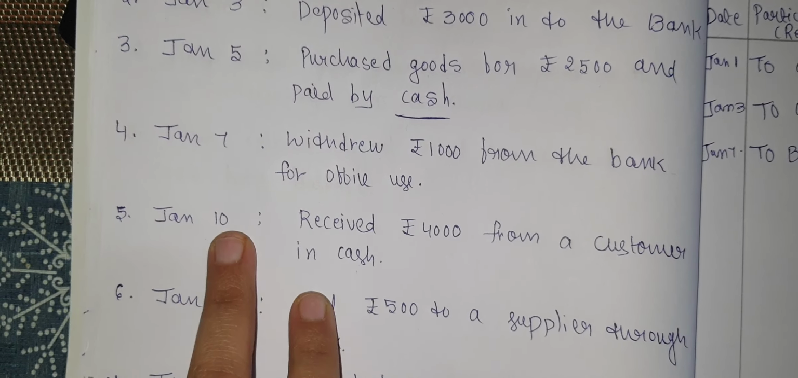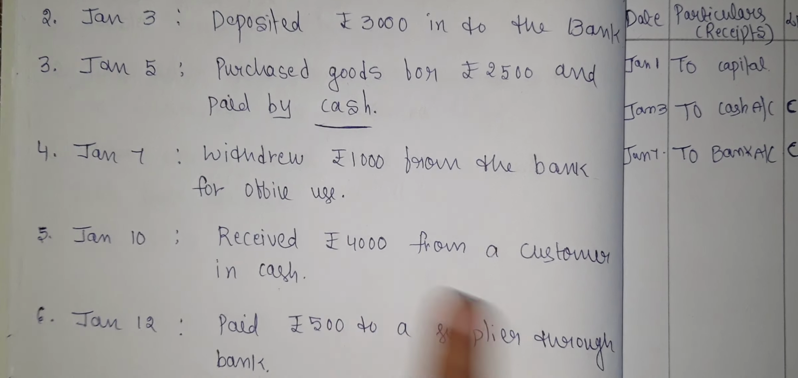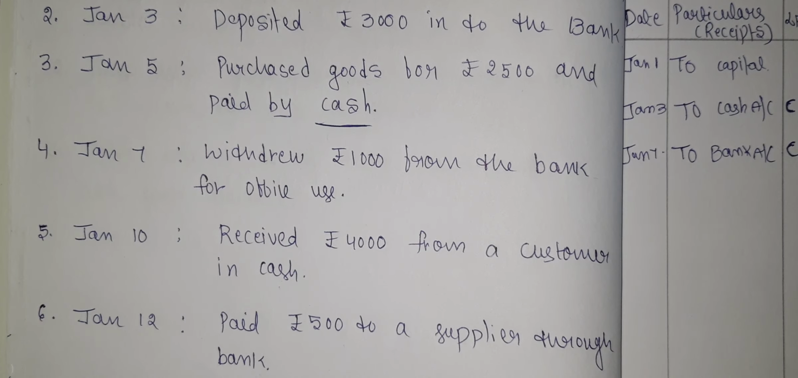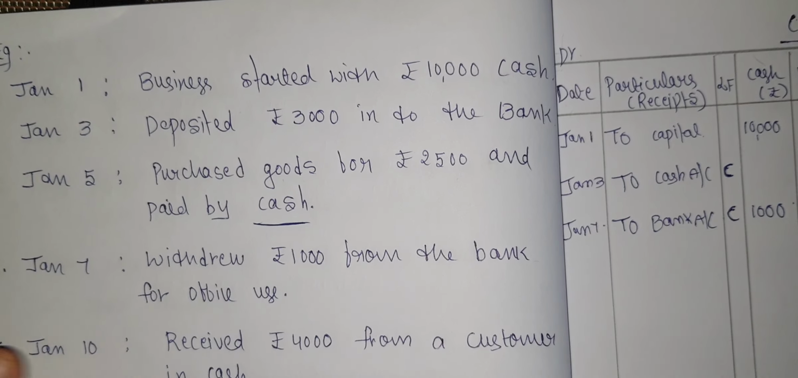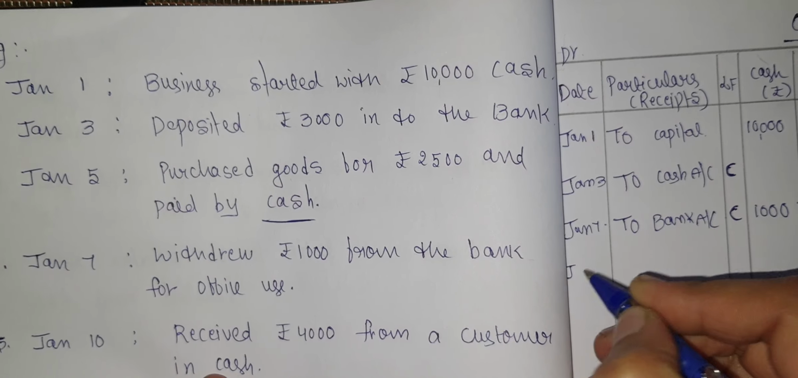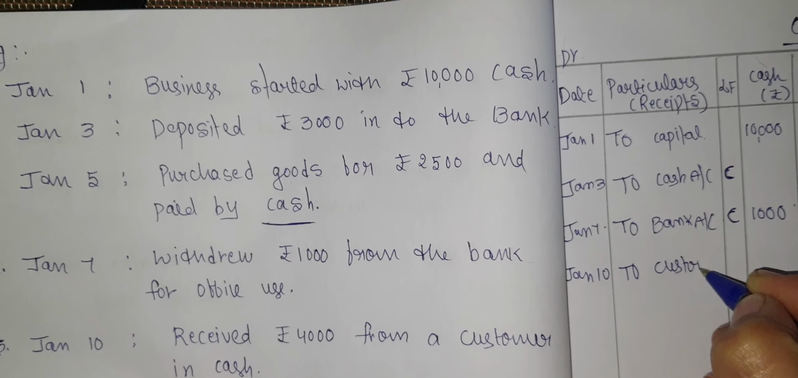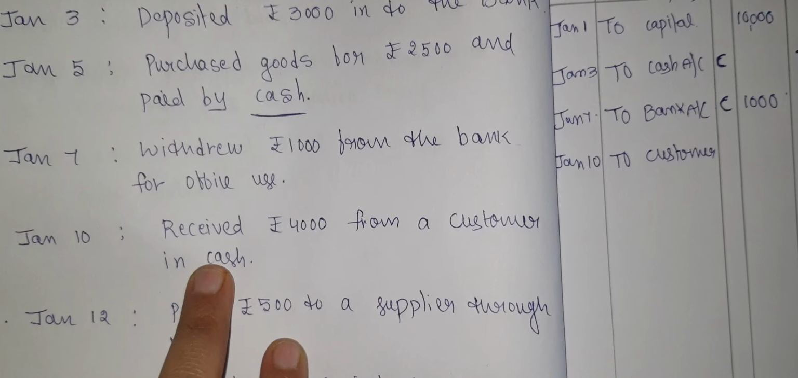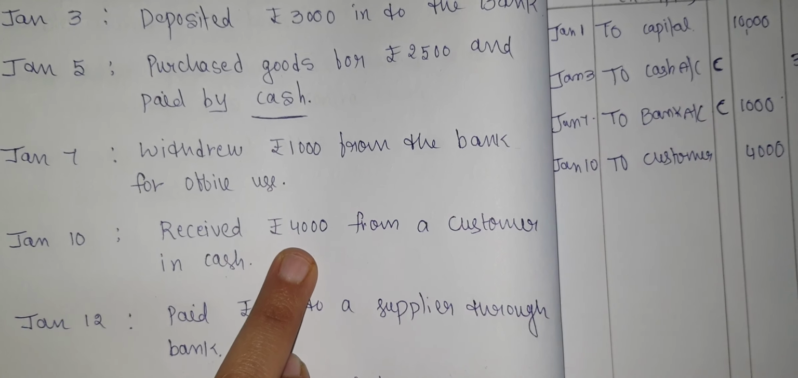That is on Jan 10, received rupees 4000 from a customer in cash. Means it comes under receipt side. Received from whom? Received from the customer. So, on Jan 10th, to customer in cash. So, write down in the cash column, that is rupees 4000.